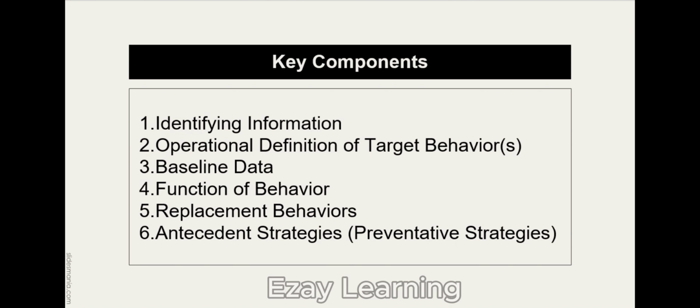After the function of behavior, you have to give replacement behaviors as well. You can specify alternative appropriate behavior that serves the same function as the problem behavior. Antecedent strategies, or preventative strategies, are the methods to modify the environment and reduce triggers. For example, visual supports, structured routines, and choice making.